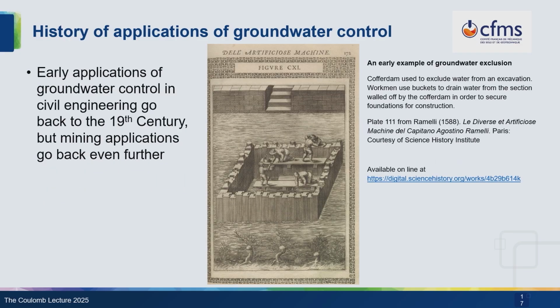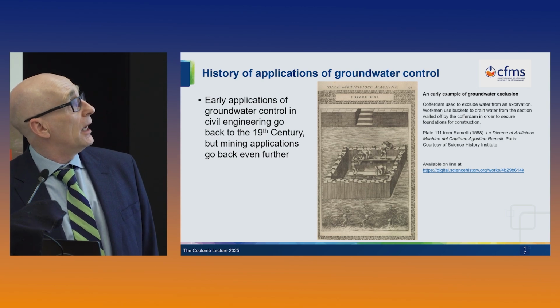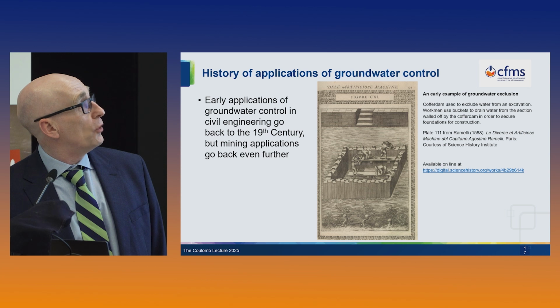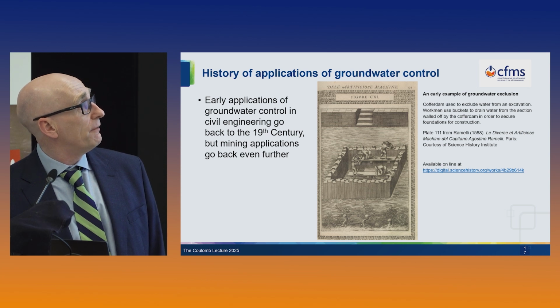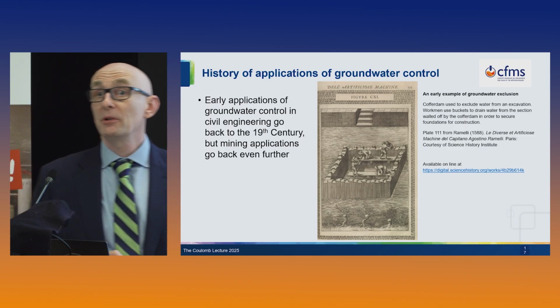The early applications in civil engineering for groundwater control probably date from the 19th century, but in mining we've been doing groundwater control for much longer. These are some great illustrations that are actually available free on the web from the 16th century, and this particular one is an exclusion method. You see it's a cofferdam made of timber piles with operatives bailing the water out in buckets over the side. But a cofferdam today would look almost the same.